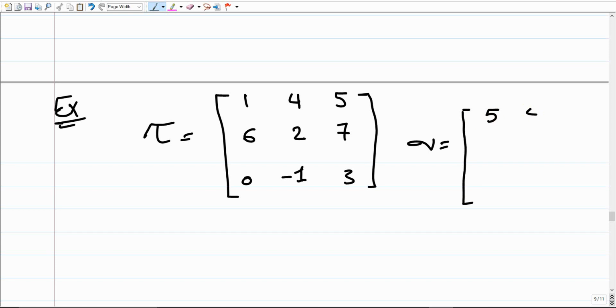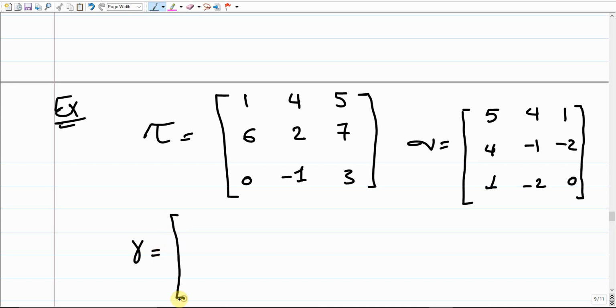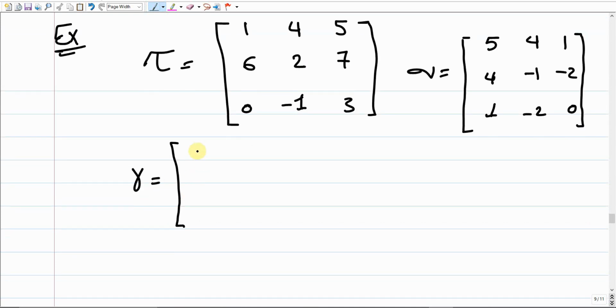For example, sigma with 5, 4, 1, and we do have here 4, -1, -2, and there should be here 1, and we do have here a -2, and there is 0. And how about if we do have gamma, which is another third tensor, with these components, like 0, -1, 2, and we do have 1, 0, -5, and we do have here -2 and 5 and 0.